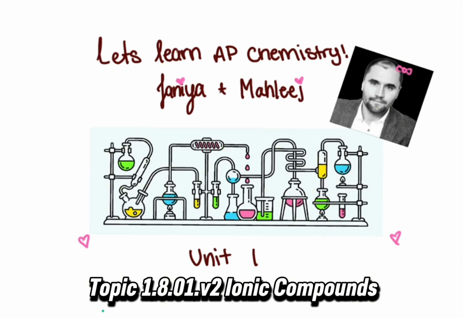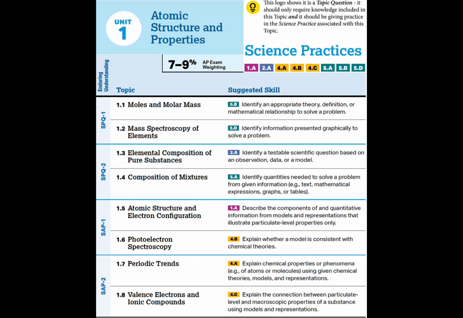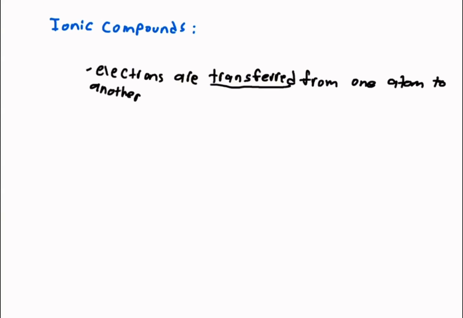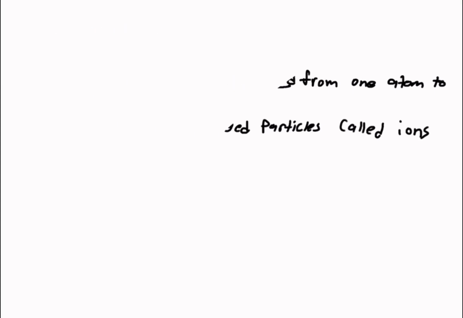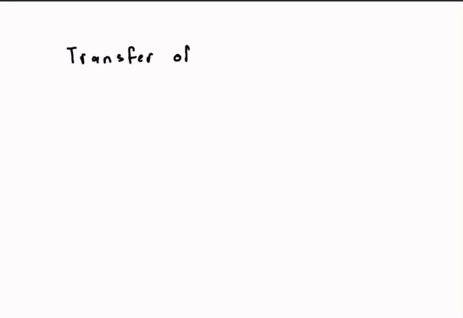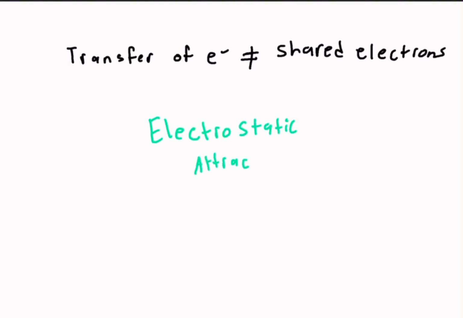Let's unlock the secrets of chemistry one molecule at a time. When atoms gain and lose electrons, charges appear and chemistry becomes a problem of balance. An ionic compound forms when electrons are transferred from one atom to another, creating charged particles called ions. This process occurs because atoms tend to become more stable when their outer energy level is full. The transfer of electrons does not create a molecule with shared electrons. Instead, it creates a system held together by electrostatic attraction between opposite charges.